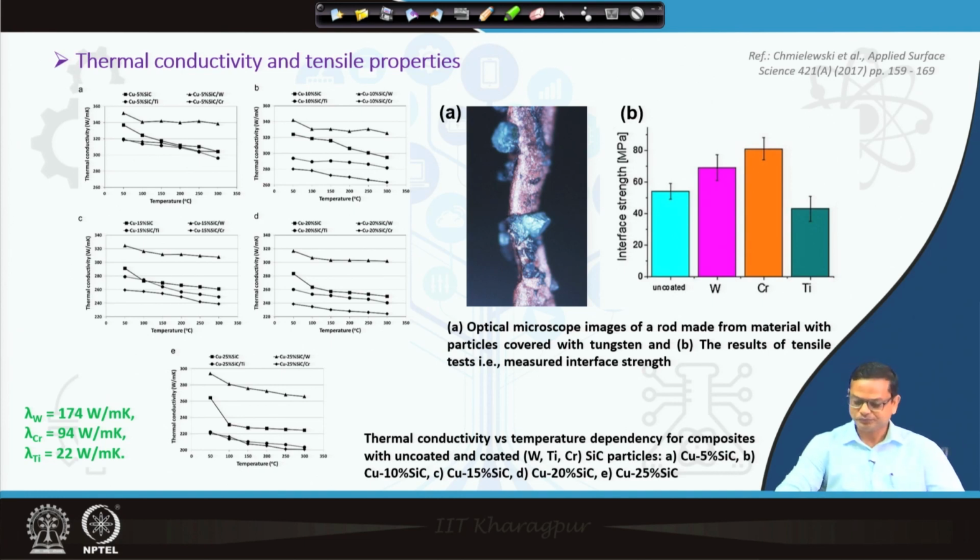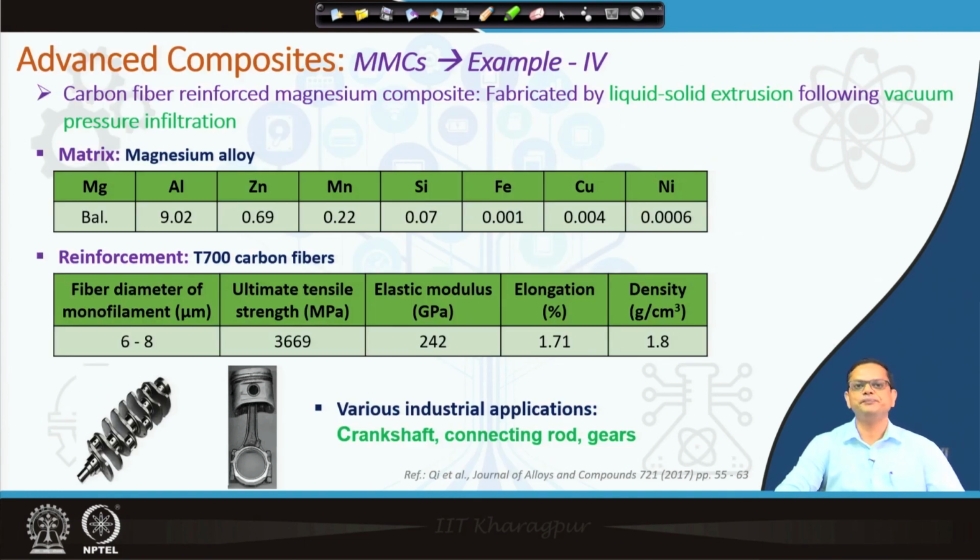Okay. So, now let us go to another example, and here you see that the composite material is a carbon fiber reinforced magnesium composite.